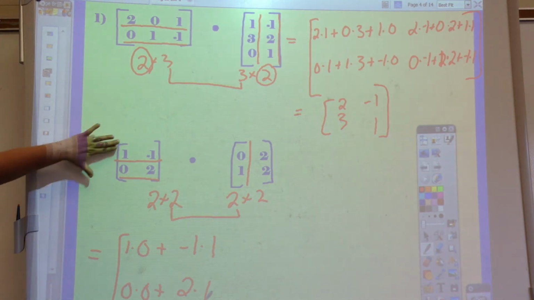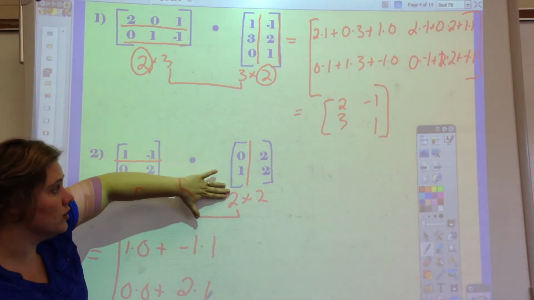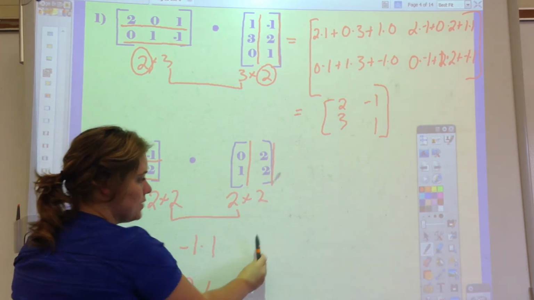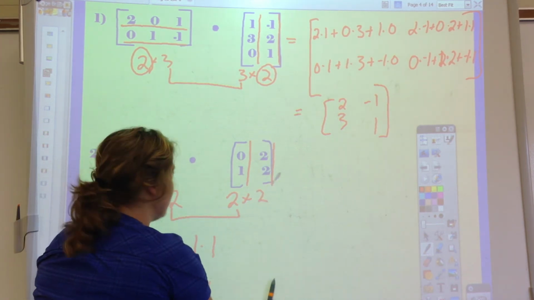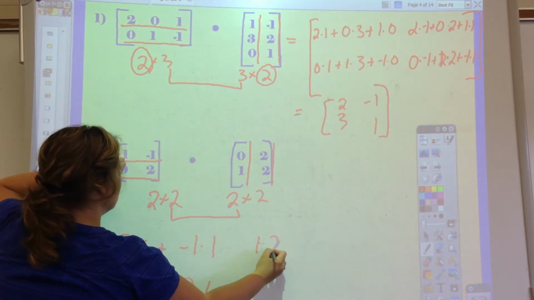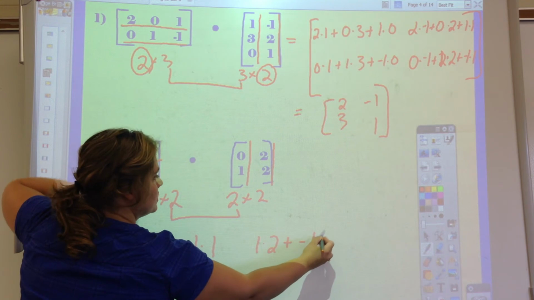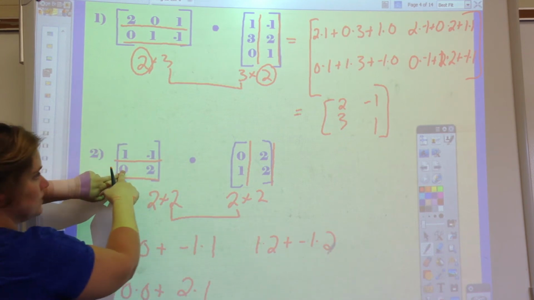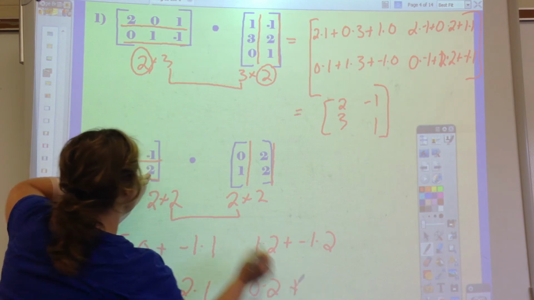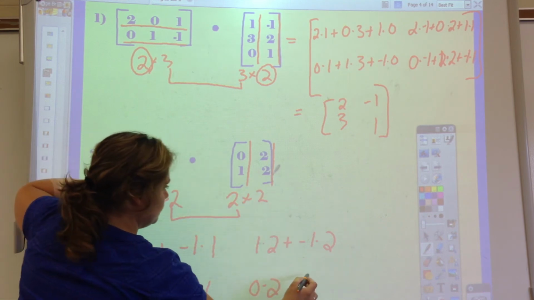Now that I've finished this entire first column, I'm going to slide over to the second column. Notice in my solution, I'm sliding over here to where the second column is. Now I'll take 1 times 2 plus negative 1 times 2. And then I go down a row. 0 times 2 plus 2 times 2.